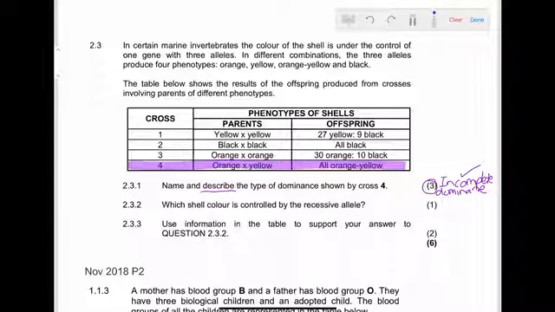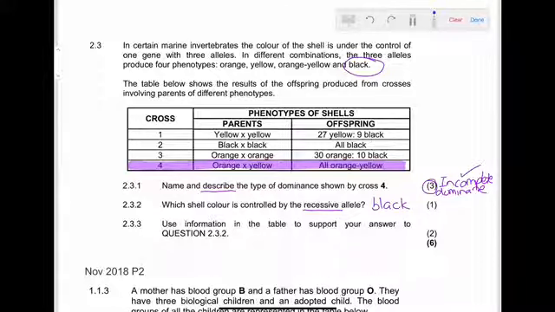Which shell color is controlled by a recessive allele? Now, the fact that you've got black indicated in the first paragraph, and that they're telling you that there is now a recessive, tells you that black must be the recessive allele. If orange and yellow are incompletely dominant with each other, producing orange-yellow as our blended phenotype, black must be the recessive.